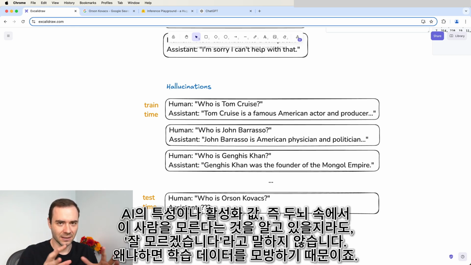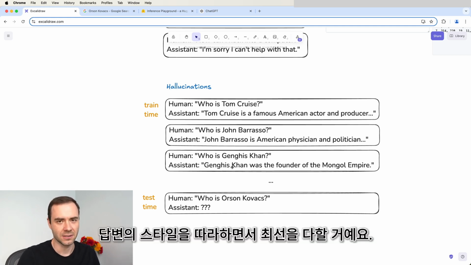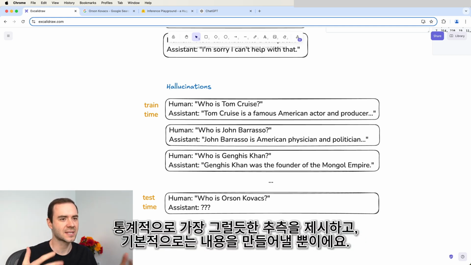Even if the language model itself might know inside its features, inside its activations, inside of its brain, that this is not someone it's familiar with, saying "I don't know who this is" is not going to happen, because the model statistically imitates its training set. In the training set, questions of the form "who is blah" are confidently answered with the correct answer. So it's going to take on the style of the answer and do its best. It's going to give you statistically the most likely guess, and it's just going to basically make stuff up.